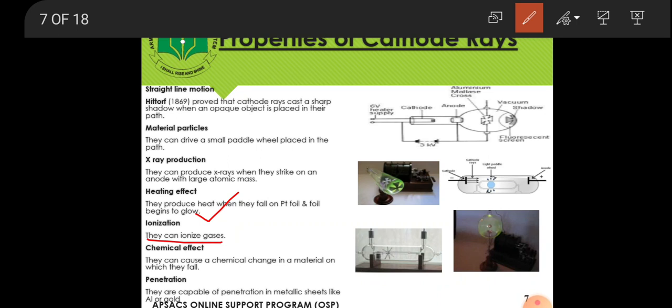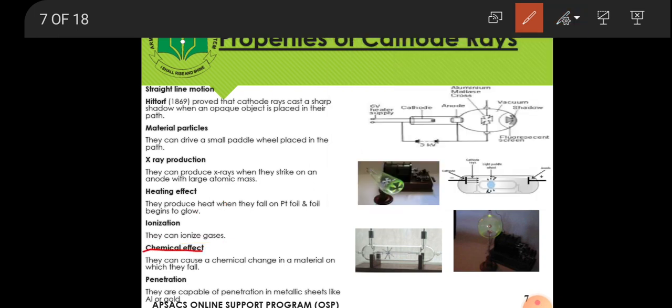Ionization. Cathode rays can ionize gases. When the cathode rays strike the gas particles present in the discharge tube, they knock out electrons of the gas, and the gas particles are converted into positively charged ions. So we can say that cathode rays can ionize gases.